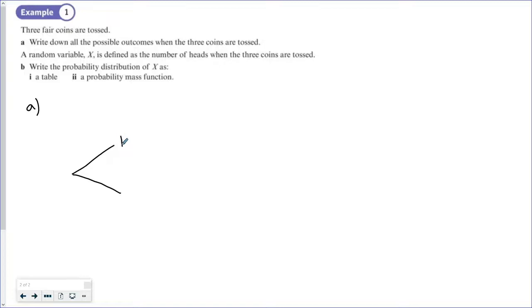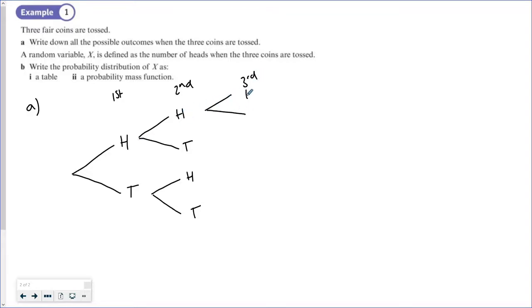So the first coin is either going to be heads or tails. This is the first coin. If I get heads on the first coin, then the second coin could either be heads or tails. If I get tails on the first coin, then the second coin could still either be heads or tails. And then finally, on the third coin, if I get heads and then heads, I could get heads or tails on the third coin, etc.